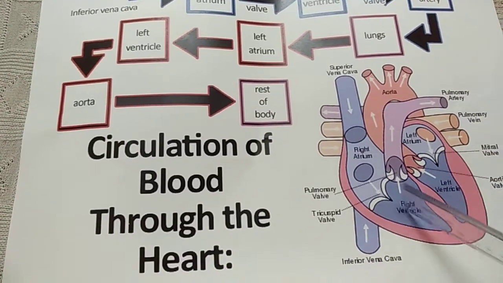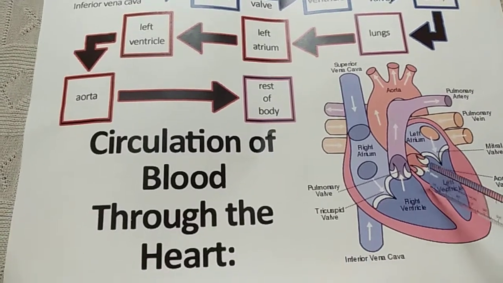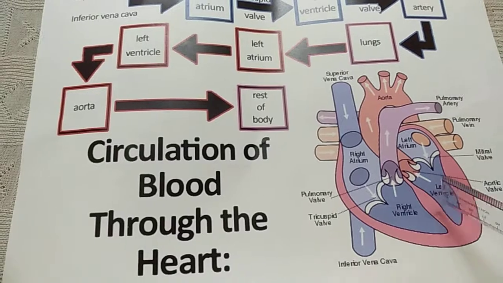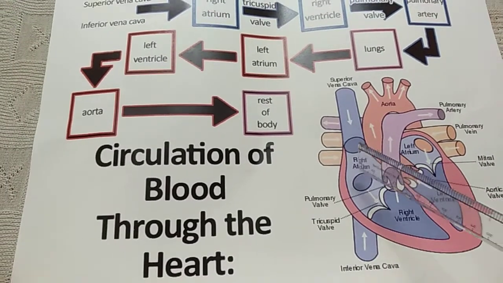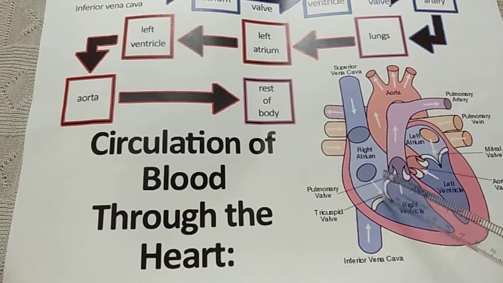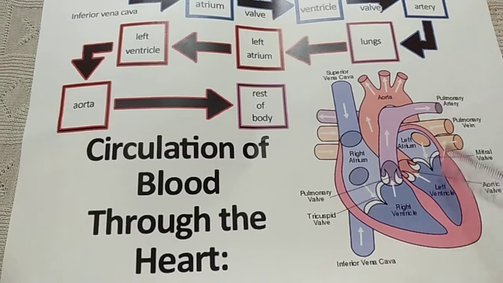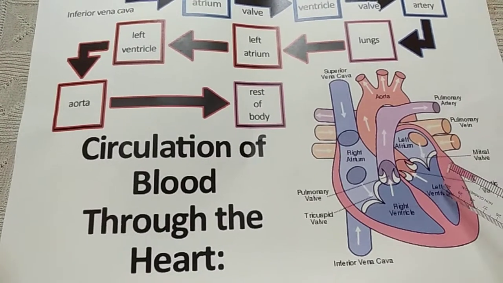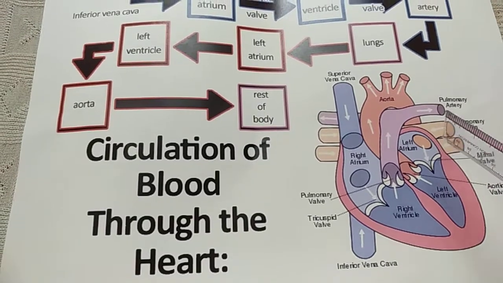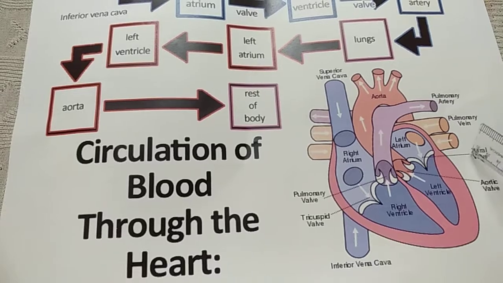The right side and left side are separated by a partition, which is a muscular one, and it is called the septum. The right atrium and right ventricle are separated by a valve called the tricuspid valve. The left atrium and left ventricle are separated by a valve called the bicuspid valve, otherwise known as the mitral valve.